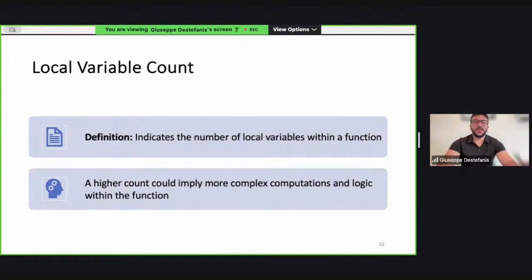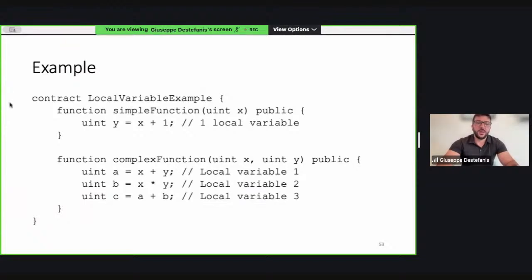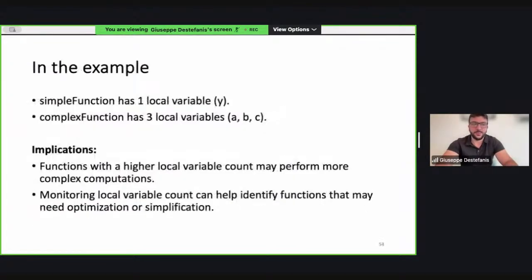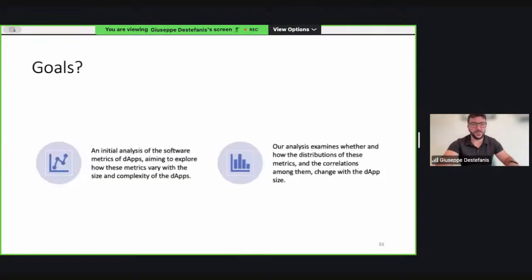Local variable count indicates the number of local variables within a function. The problem is, if I have a very high count of local variables, it means that the function is complicated, because I probably need to store more information. Look here, I have one local variable here, and here 1, 2, 3, A, B, C. Of course, this one is more complicated. It's doing basic operations, but if I have many local variables, local means it's local to a function, the complexity is higher. And as you can see, simple function, 1 local variable, complex function, 3 local variables.